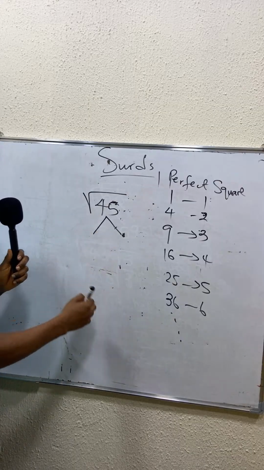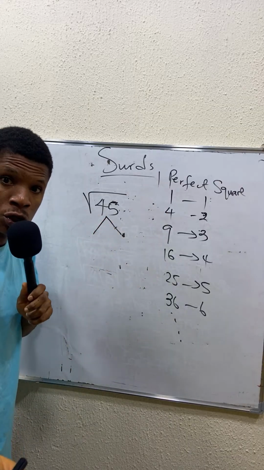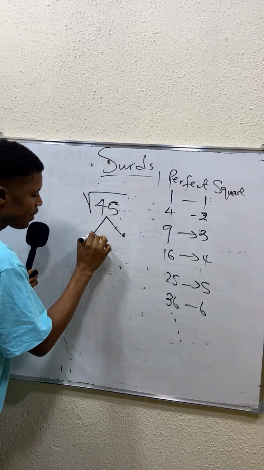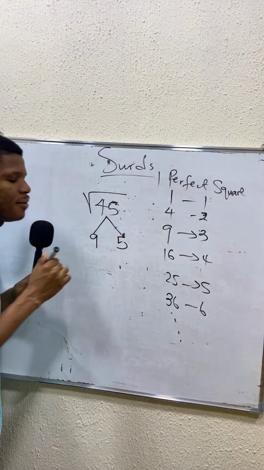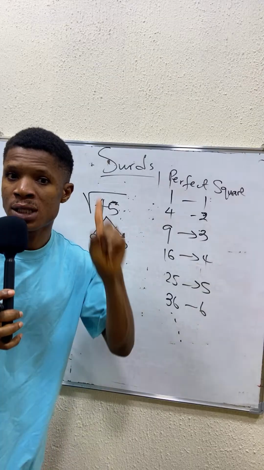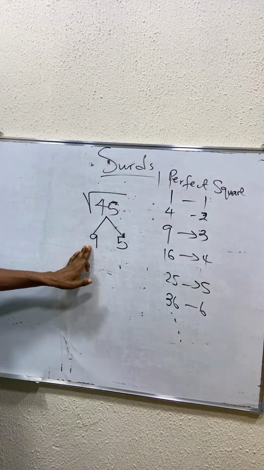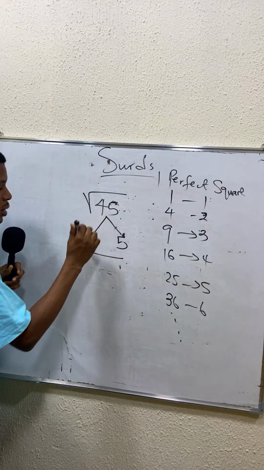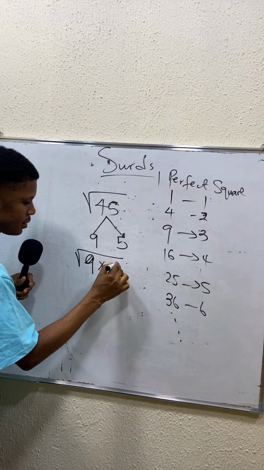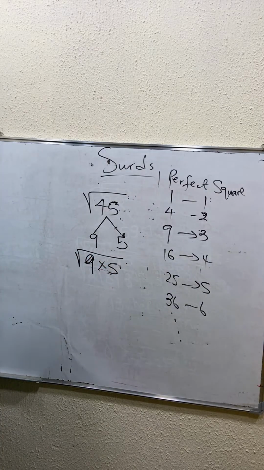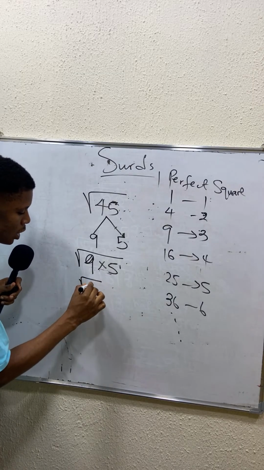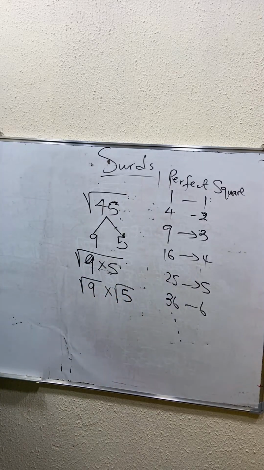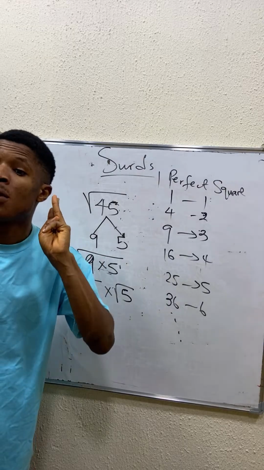So if you look at 45, 4 can't even divide 45, so we won't choose it. 9 can divide 45 to get 5. So 9 is a perfect square. When you multiply 9 and 5, you get 45. So 9 is a perfect square, 5 is not. So you can now rewrite the square root of 45 as the square root of 9 times 5. Then all you have to do is split them: square root of 9 times the square root of 5.